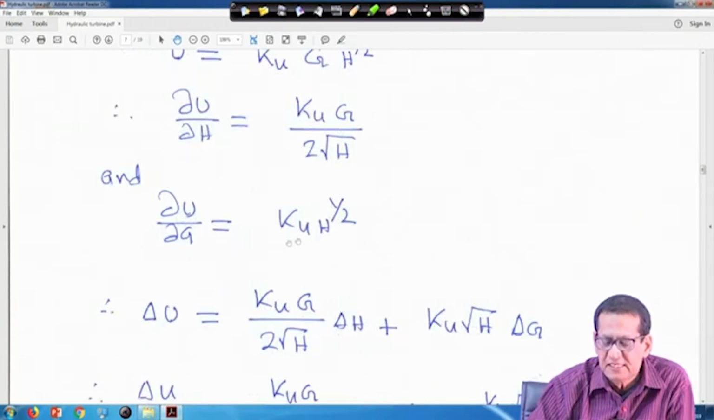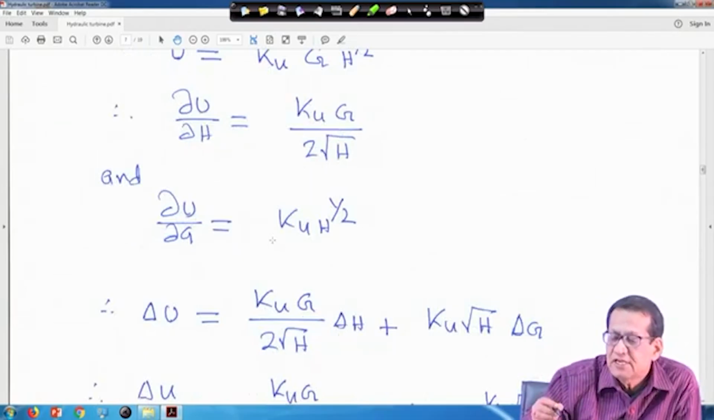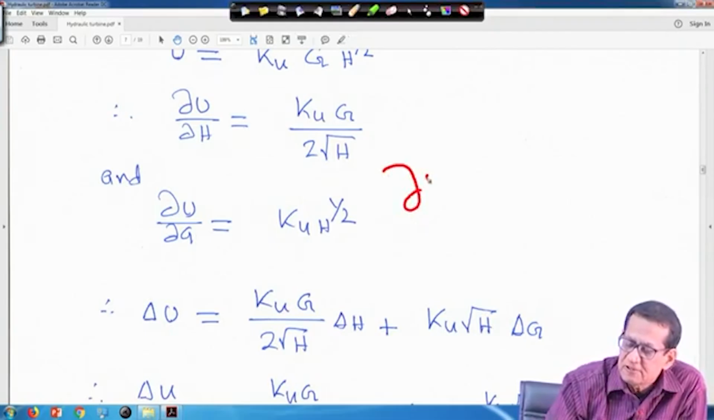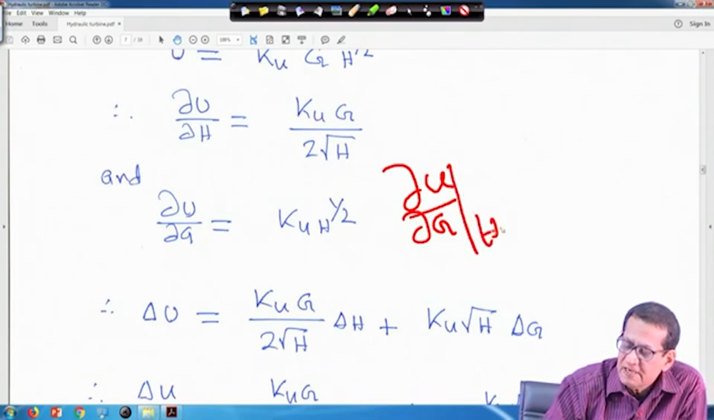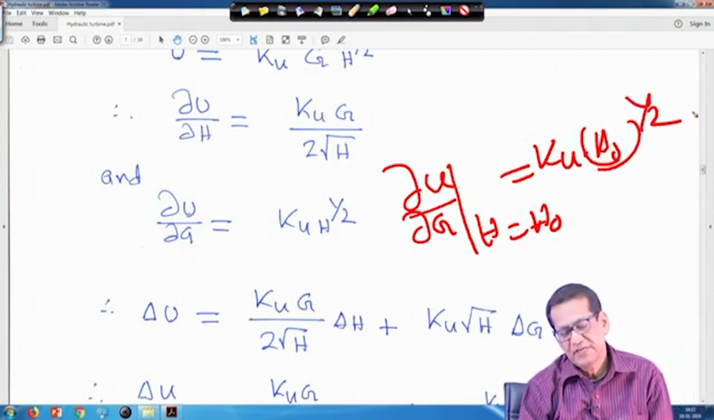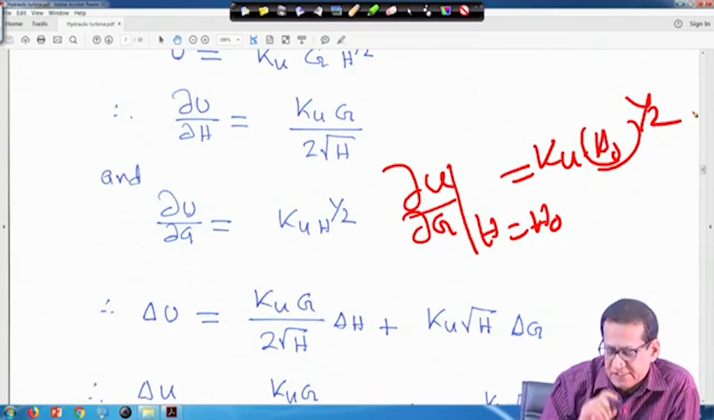del u del g is equal to ku into h to the power half, right. Same thing here also, del u del g for h is equal to h0, we can write ku h0 to the power half, right. Here I did not put it, but I am telling you this is the way we will do.